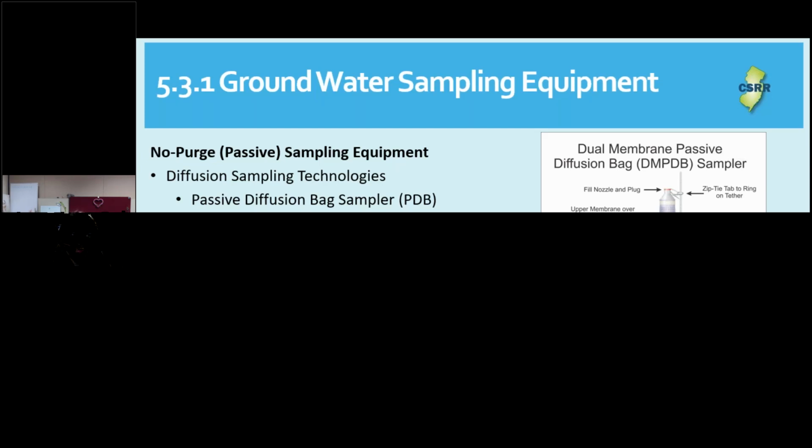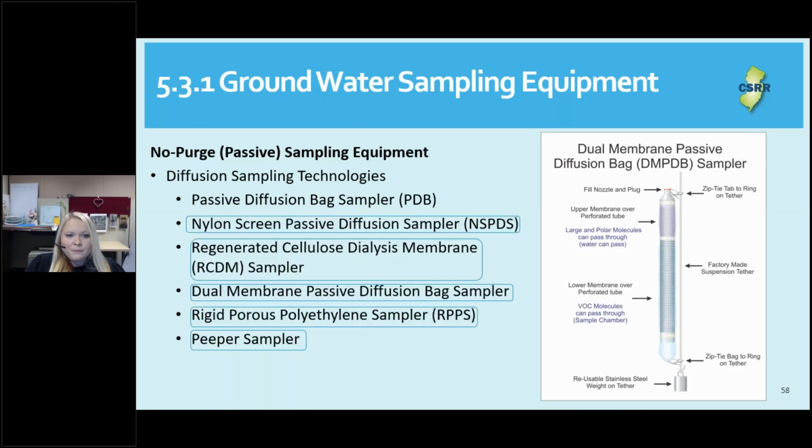This picture shows a dual membrane diffusion bag sampler, or a dual membrane PDB. So it's similar to a standard PDB, except as you can see in the picture, it's important that the nozzle and the plug is oriented upward, cap up, because the upper membrane is coarser. It allows large or polar molecules to pass through. So it has to be oriented upward. It has a rigid internal frame, and it must be deployed for a minimum of 21 days, unlike the standard PDB. But they're similar in the deployment to a standard PDB with a tether and a weight. And it's somewhat similar in appearance, though, with the rigid internal frame and then the coarser mesh at the top.